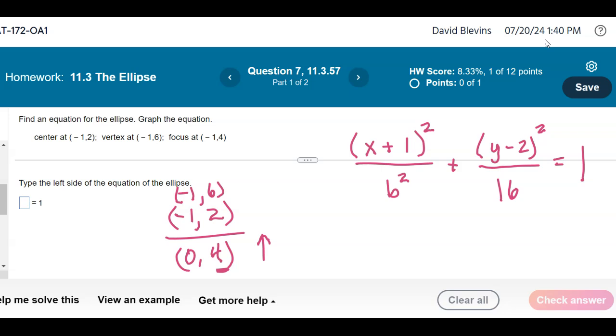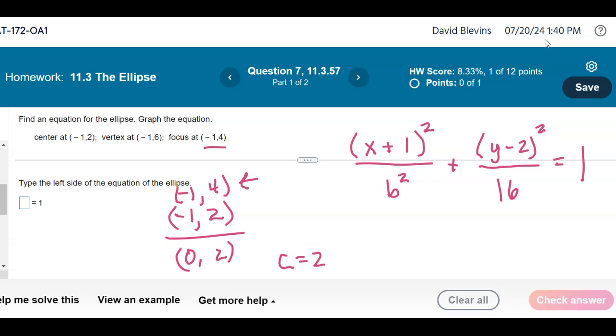Alright, now we do the same thing with the focus. Instead of subtracting the vertex, I'm going to subtract the focus. So this is the focus that I've put right here. And from the center, if I subtract again, I get a 0 and I get a 2. So that means I've gone up 2, but that also means c equals 2. Your focus is always going to go in the same direction as your vertex. So if we went up to get our vertex, we're going to go up to plot our focus. So c is equal to 2 here.